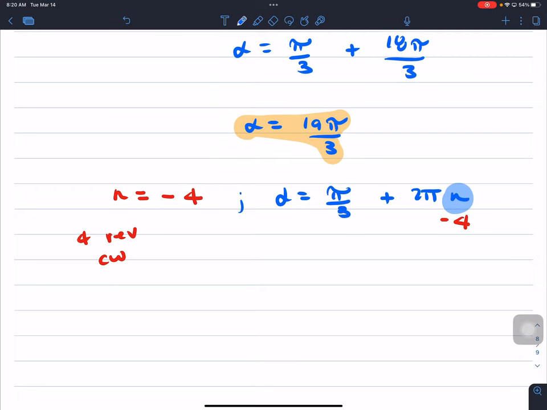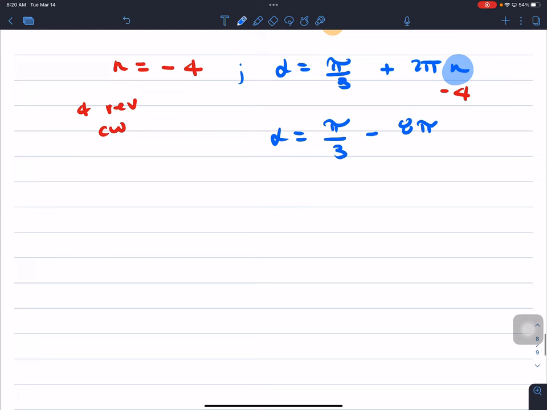So let's do the arithmetic. What's this? Pi over 3. Now, what is this going to give you guys? What's 2 pi times -4? Anybody know what that is? -8 pi. Okay. Can you do your arithmetic? You guys know what I'm saying? What am I saying?